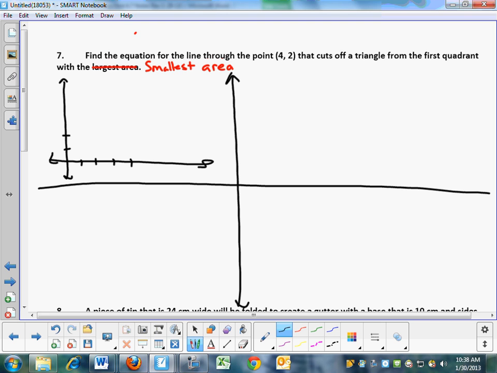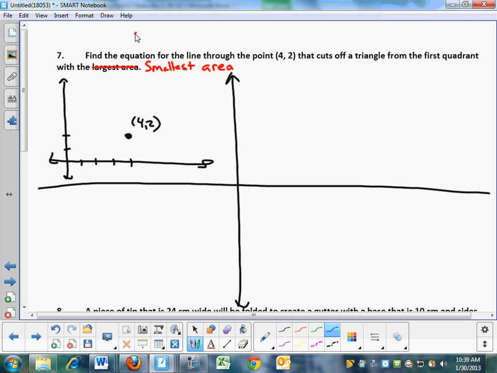This problem is really cool. There's a few ways to do this, and you might come up with a different way, and good for you. This is the point (4, 2). Okay, that's the coordinate. And it says a line that goes through that cuts off a triangle in the first quadrant that is the smallest area.